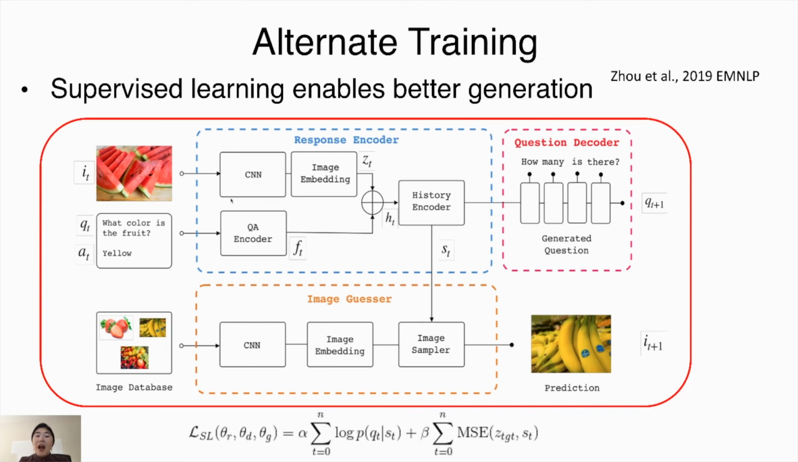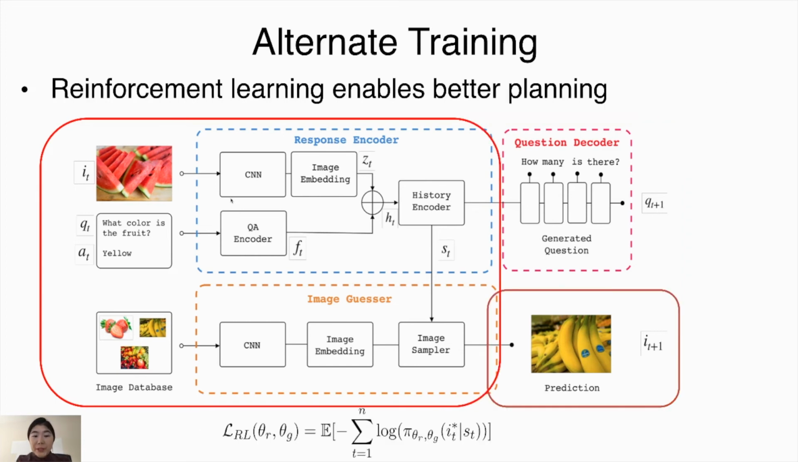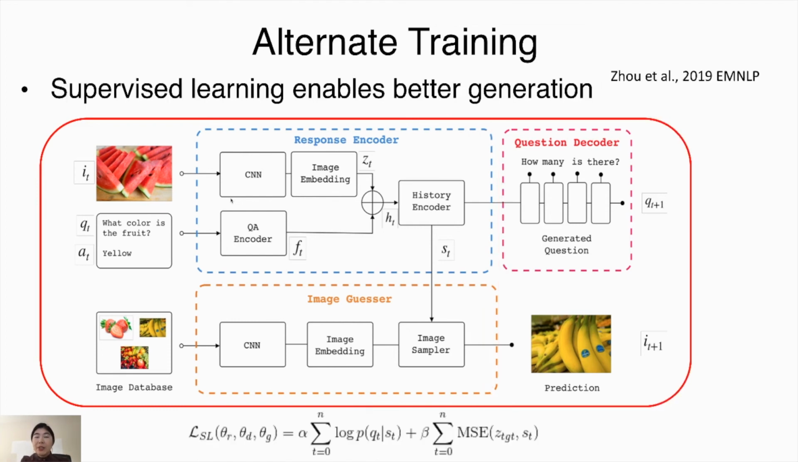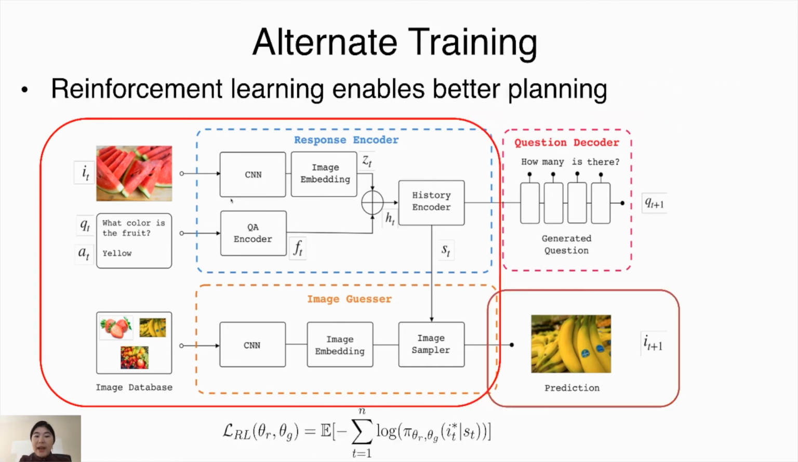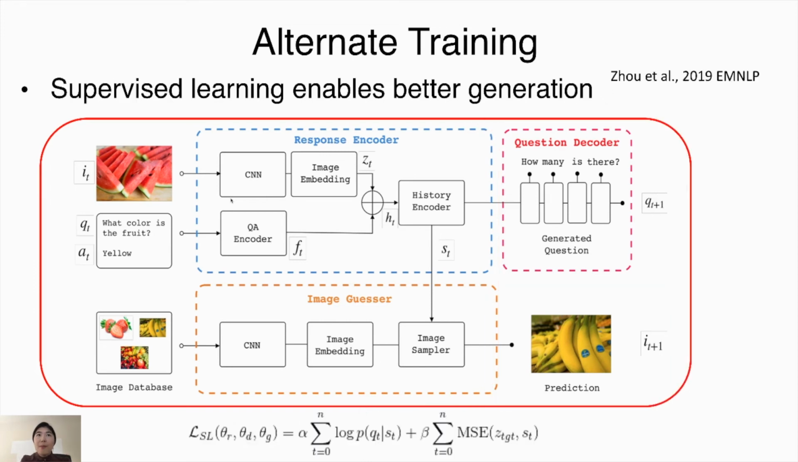So here, we use supervised learning methods to train the natural language generator. And then we also use reinforcement learning methods to train the decision maker to guess which image. So what we do is, in the first iteration, we train the language generator. In the second iteration, we train the decision maker. And then in the third iteration, we go back to supervised training of the language generator.